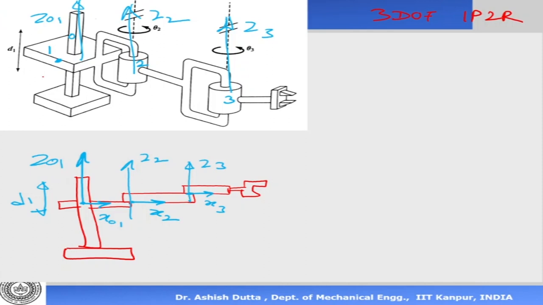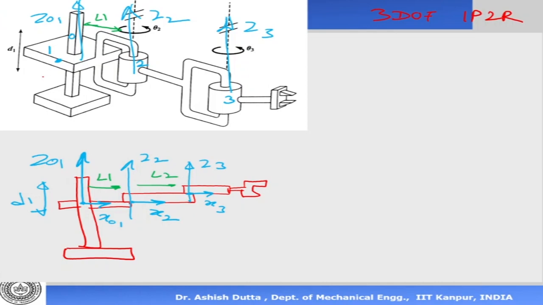Okay. Now we can see that there is a distance between the axes. So there is a distance here. Okay, let me call that L1. So I call this L1. And there is a distance here, which I call this L2. Okay, so I've assigned my z-axis, I've assigned my x-axis.